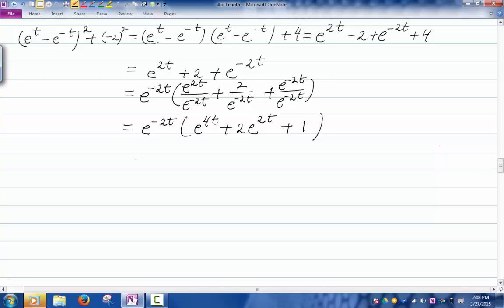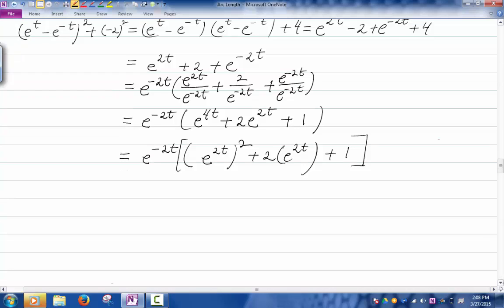Now, finally, I am going to do the following. I have e to the negative 2t. Here, I'm going to think of this as e to the 2t squared. And I have 2 times e to the 2t again, plus 1.